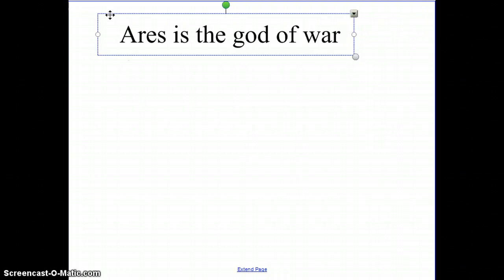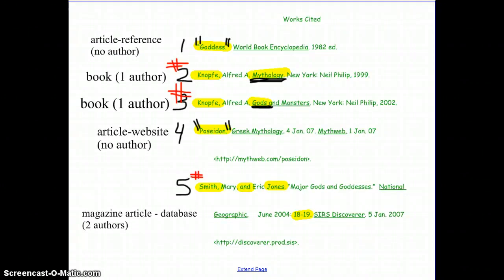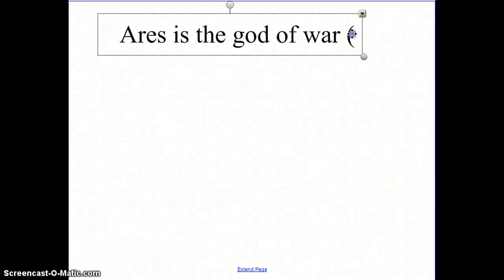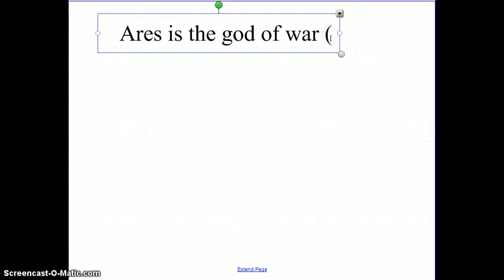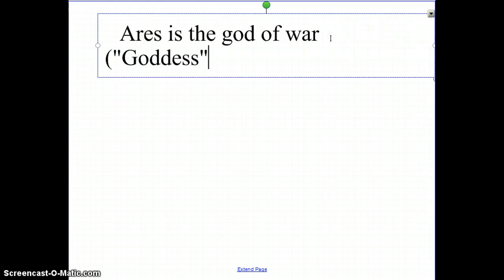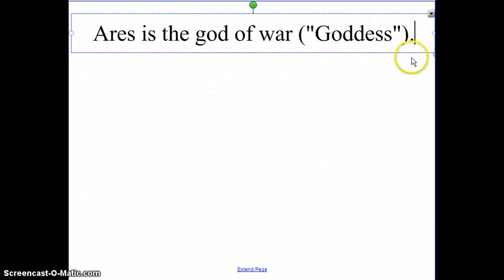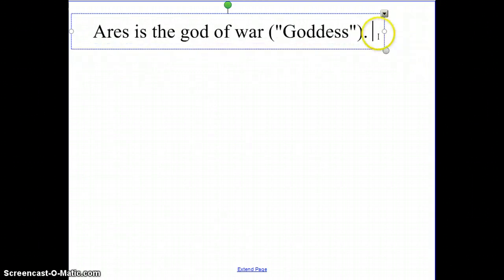And we're going to pretend that this fact came from source number one. And Jimmy, what does it say we have to put in parentheses there? And when we write goddess, what do we have to do? Parentheses and quotes, because it's an article. Goddess, whoops. Quote and parenthesis, period at the end. All right, who's got another sentence for me? Something else about Aries. Morgan. Anyone remember anything about Aries?